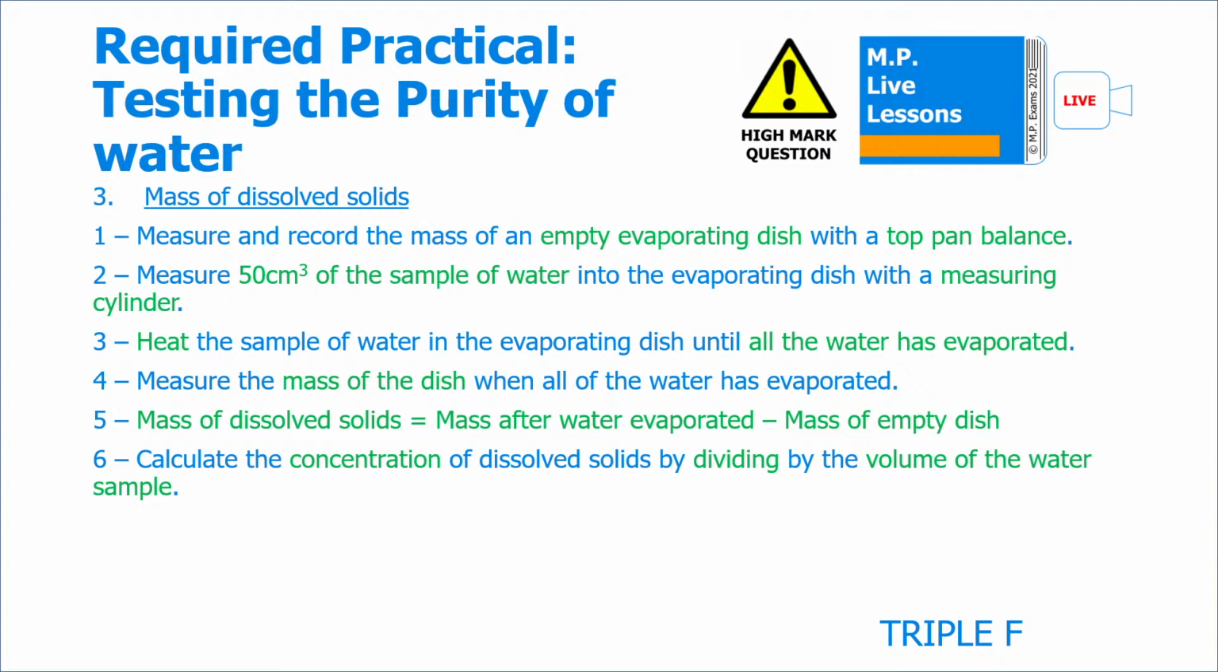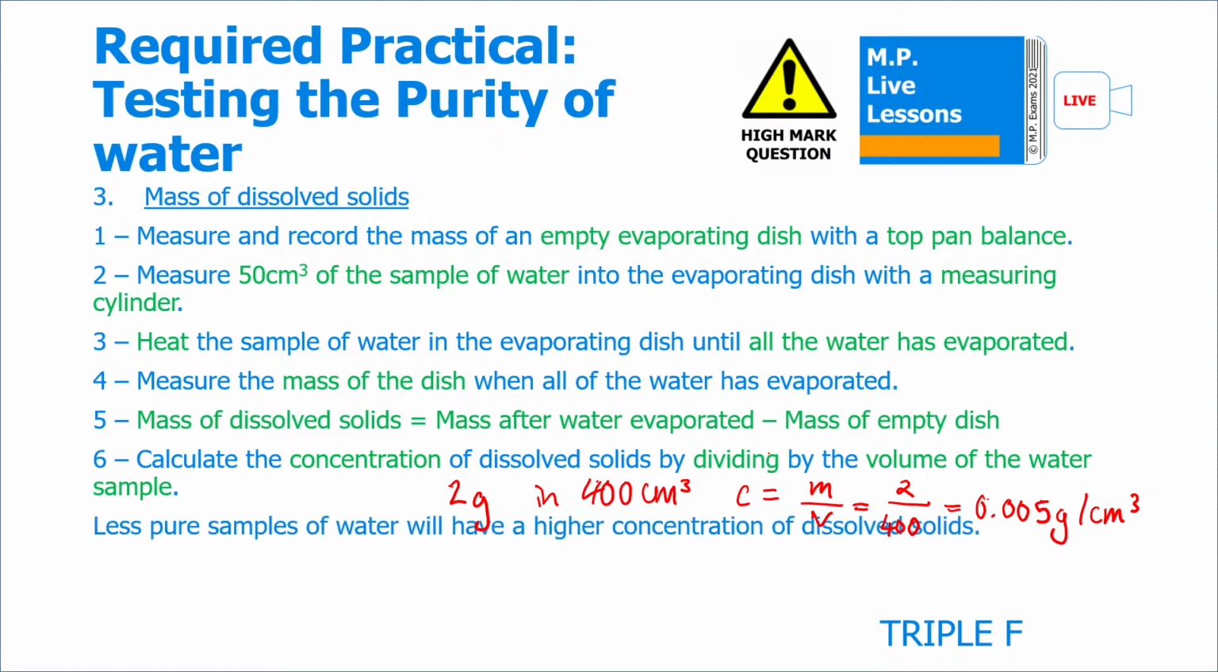For example, let's say you had 2 grams of dissolved solids in 400 cubic centimeters of water. The concentration is your mass of dissolved solids divided by the volume, which is your 2 grams divided by your 400 cubic centimeters, which is 0.005 grams per cubic centimeter.